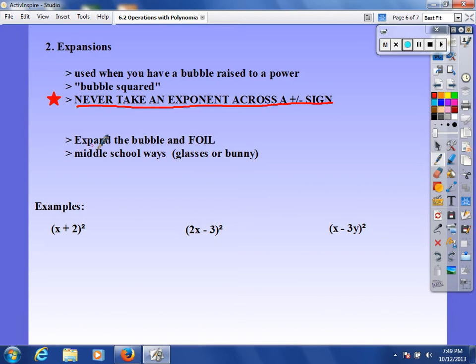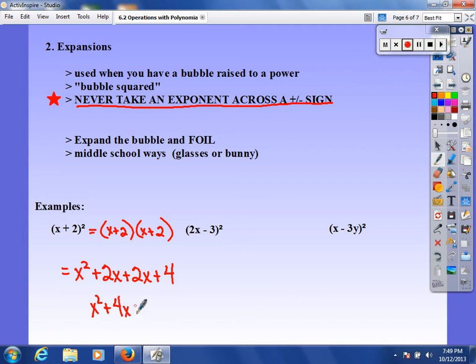Now let's talk about this expansion of the bubble, and so we can FOIL. And then in class, we may look at the middle school ways of glasses and bunnies. They're pretty funny. But if we take a look here, what we have is a bubble squared. There are no tricks here. What you want to do to solve this is expand it. That's the best way. That's how I want you to do it, expand and FOIL. Now we've already done FOIL, so I'm going to do this a little quicker. So first, outer, inner, and last. And then combine your like terms, and there you go.